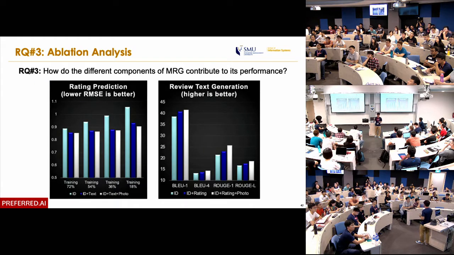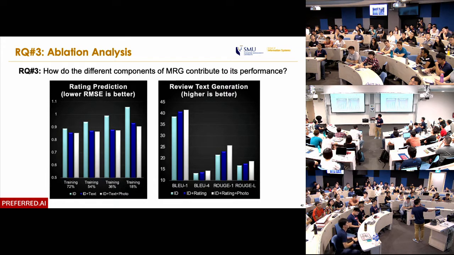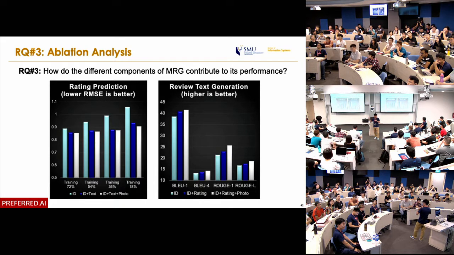For the third comparison, we actually see the contribution of different components inside our model. So the first chart shows the performance of rating predictions. And as you can see, right here, the first column is the performance of the model, the multi-level perceptron, where we don't have any other information. We only predict the rating based on the user and items.